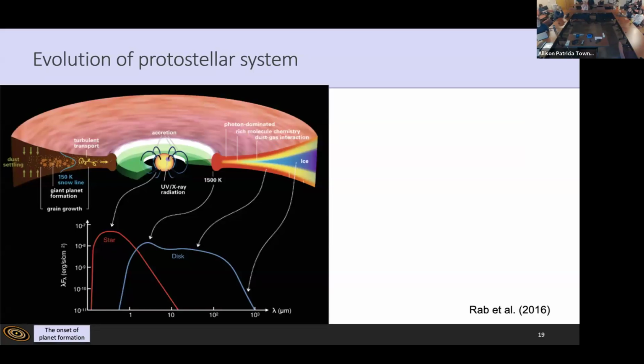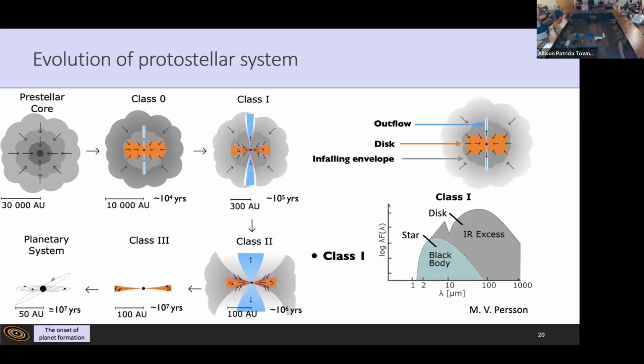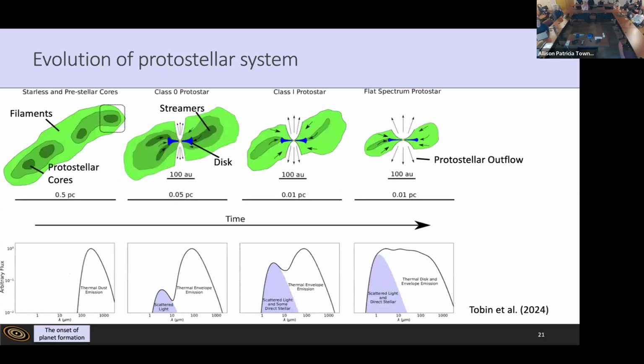So the disk will mostly emit in the infrared, spanning around 1 to a few hundreds of microns in terms of wavelengths, and the stars will emit at less than 1 micron. So in the class 1 phase, you'll start to see a lot of infrared emission from the disk, as well as some emission from the star. So we use the change in SED to trace the evolution of the protoplanetary system.